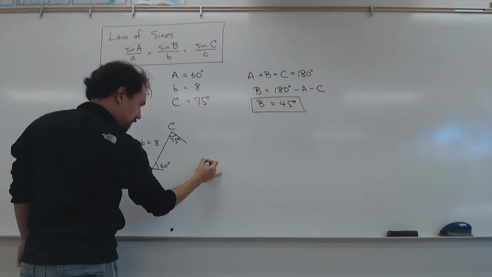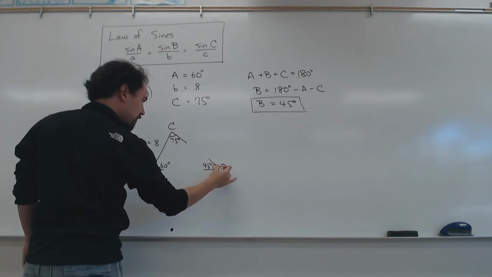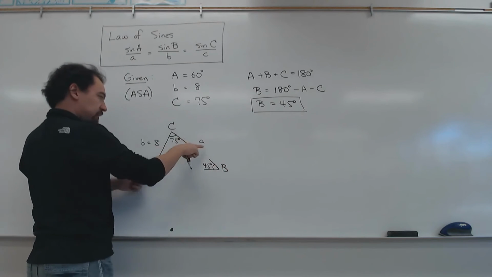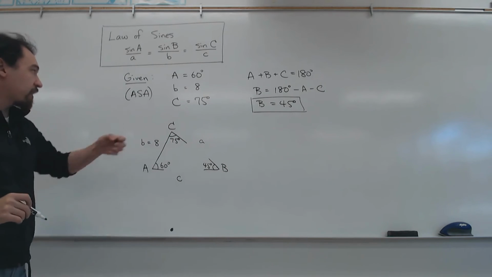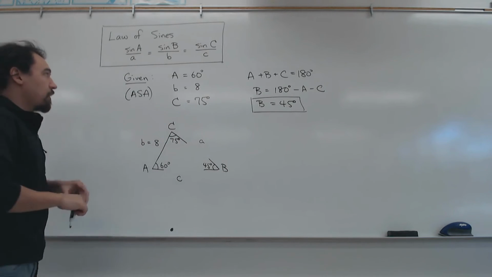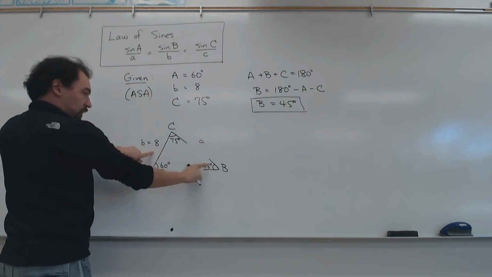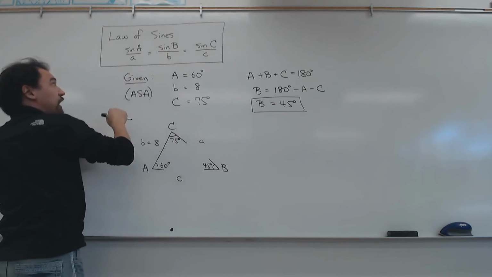So we have now angle B. We're missing the side length lowercase a, opposite of angle A, and we're missing the side length lowercase c, opposite of angle C. So, once again, we recognize that we have a pair of lowercase b and angle B, opposite of each other. That gives us this ratio. So we're going to use that ratio.